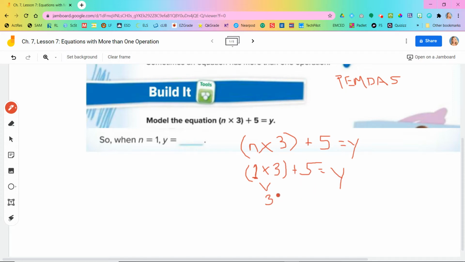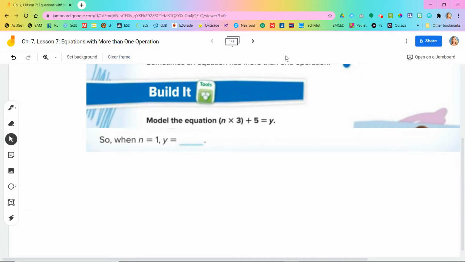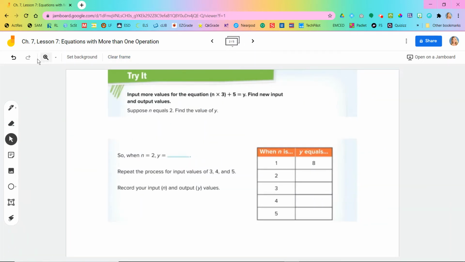Now, these are super easy right now, but it's really helpful to go ahead and get in the habit of dropping everything down. 3 plus 5 is 8. And there we go. So when n is equal to 1, when I input 1 for n, my output y is 8. So that's basically all we're doing. We're just substituting whatever variable they tell us with whatever quantity they give us. So let's take a look at the next part of this example.